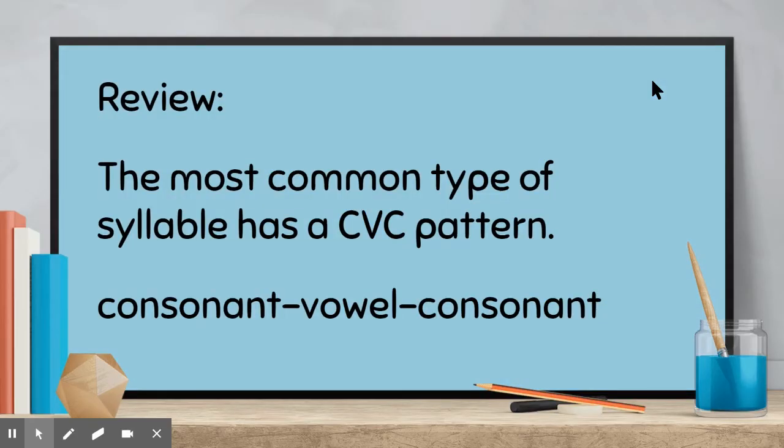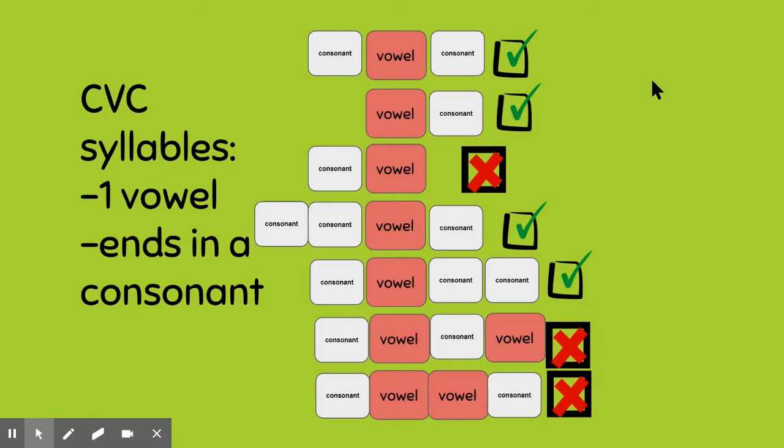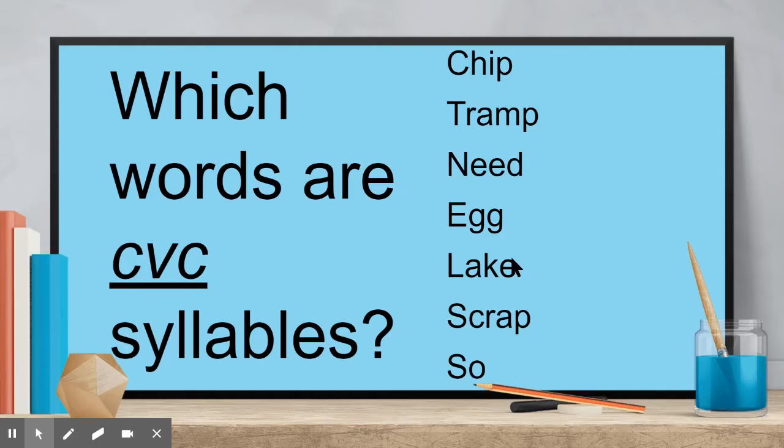All right, so we've already talked about what a CVC syllable is, and it is a syllable with a short vowel sound. We can pick these syllables out when we see one vowel and one consonant at the end of the syllable. It's okay to have two consonants, because at least there's one at the end.